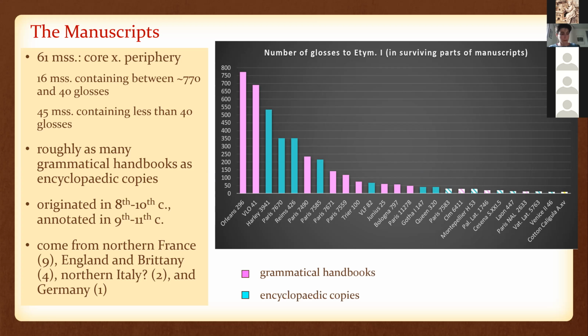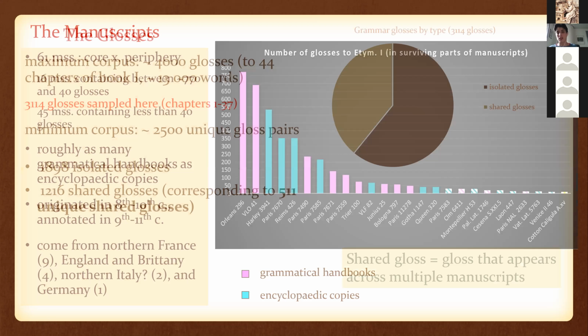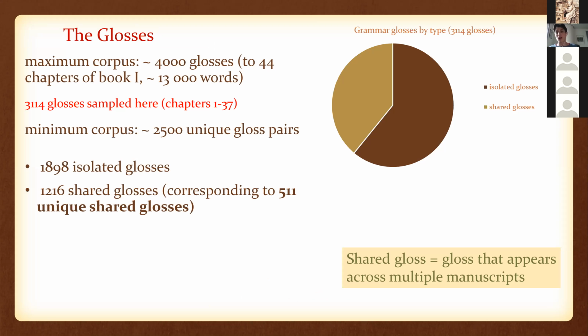As for the glosses, the entire corpus of the grammar glosses to the Etymologiae consists of almost 4,000 glosses to the entire work. The work has 44 chapters of together about 13,000 words, so that you get an idea how heavily or not heavily glossed it is. I will call this a maximum corpus. This is the case when we count every single instance of glossing separately. We can also look at what is the minimum corpus if we count only the unique instances of glosses, so no repetitions, and this corpus is about 2,500 unique gloss pairs.